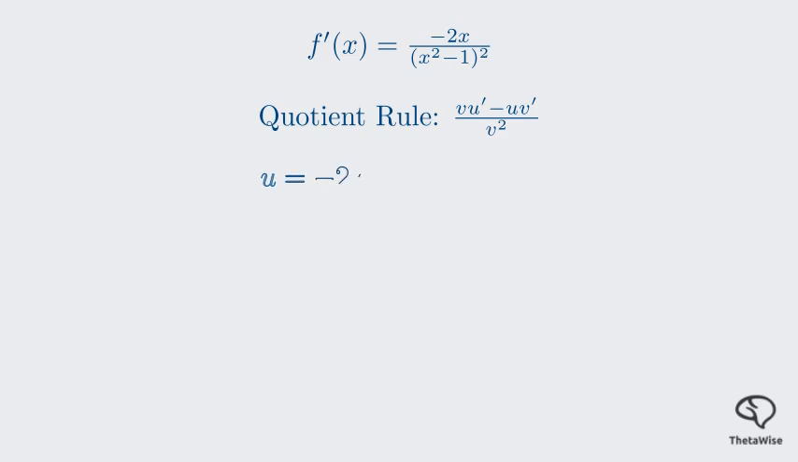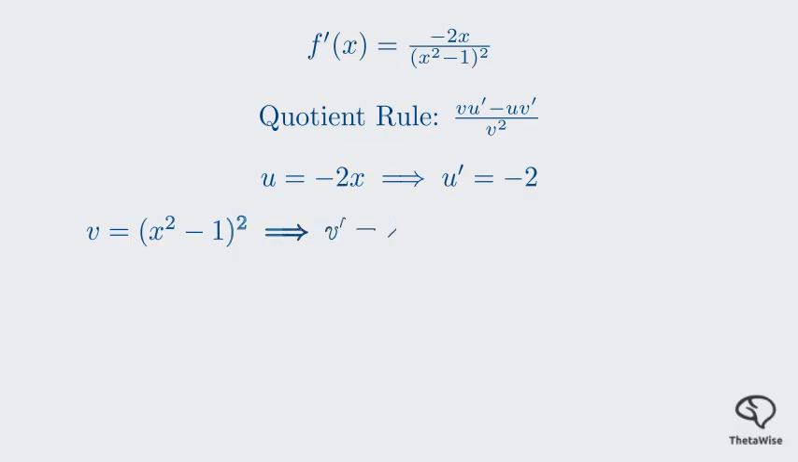Now for the third step of our second example, finding the second derivative of f of x equals x squared over x squared minus 1. We start with our first derivative, f prime of x equals negative 2x over x squared minus 1 squared. We'll use the quotient rule again. Here, u is negative 2x, so u prime is negative 2. And v is x squared minus 1 squared.